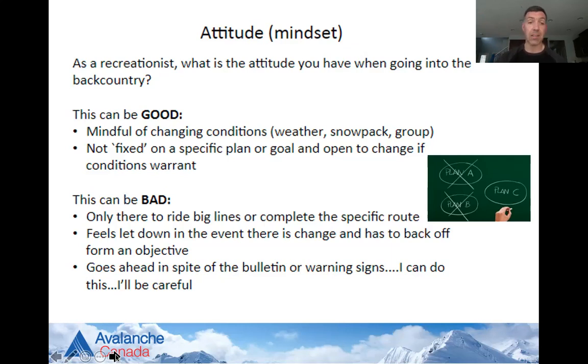So here are some bad things that we need to try and avoid. Only being there to ride big lines or complete the specific route. Being absolutely fixed and committed on that one line is going to get you into a spot of bother. So just be open to changing your mind. Don't be so fixed on just skiing that one thing or climbing that one thing. And like I said, don't feel let down in the event that you have to change your mind or go somewhere else. This can be a bit more difficult if you're being paid to take someone.